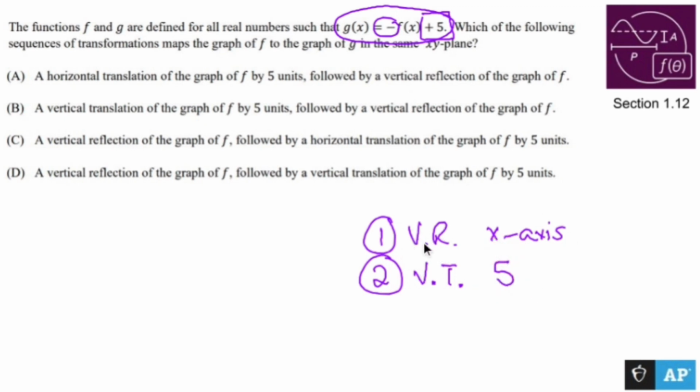Which of these gives me a vertical reflection over the x-axis and a vertical translation of 5? No. Vertical reflection of f by 5 units. Well, that does happen, but that happens second. Vertical reflection of the graph of f, yes, followed by a horizontal translation? No. A vertical reflection of the graph of f, followed by a vertical translation of the graph by 5 units. The answer is D.